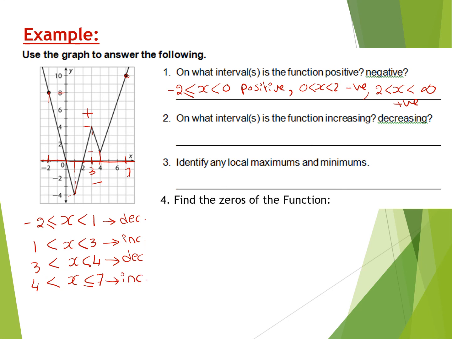The last thing is to find the zeros, so I can see the x-intercepts, or the part of the graph that cuts the x-axis, and I'm going to write x equals 0 and x equals 2. Okay, and these two x-intercepts are the values of x where the function itself has y equals 0.